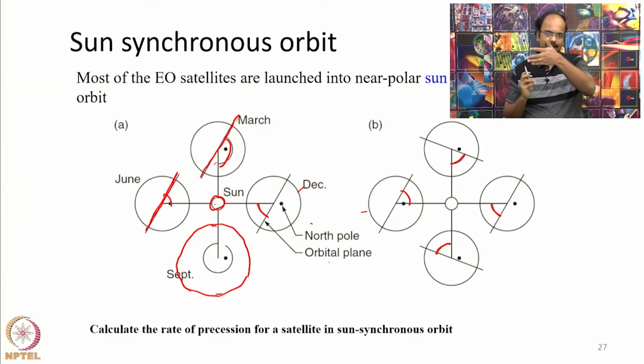Because the orbit is precessing, we are using that particular orbital precession to our advantage. It is a natural phenomenon. The orbital plane rotating around itself is a natural phenomenon. We are using it for our own benefit. Okay. That is one thing.